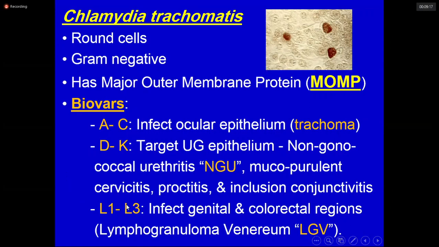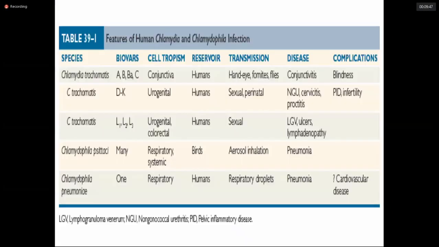The biovars L1 to L3, that is to say L1, L2, L3, infect the genital and colorectal region and can cause lymphogranuloma venereum, LGV. We will talk in detail subsequently during the lecture about lymphogranuloma venereum. This table summarizes what I have said.